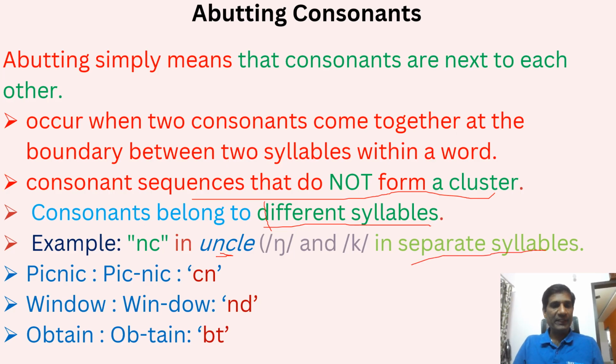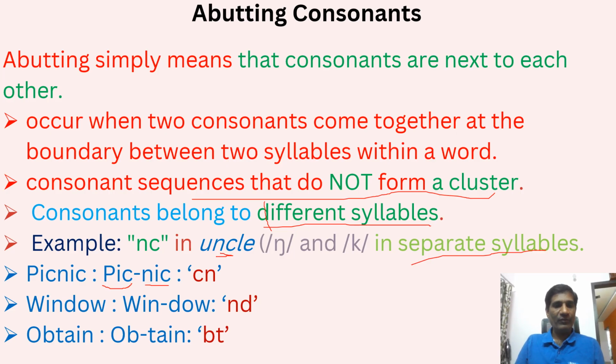Okay, let's see picnic. So let us break down. Let's see the syllabification of the word picnic. Pick, nick. Okay, there are two syllables. Right? So in here, C consonant, N consonant. Both are at the boundary between two syllables. So here the C is in one syllable and N is in another syllable. So this is not a cluster. This is an abutting consonant, right?